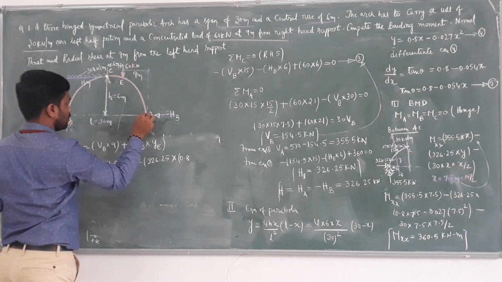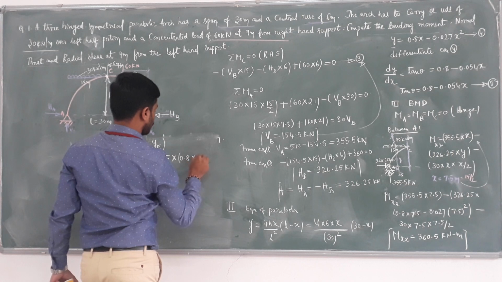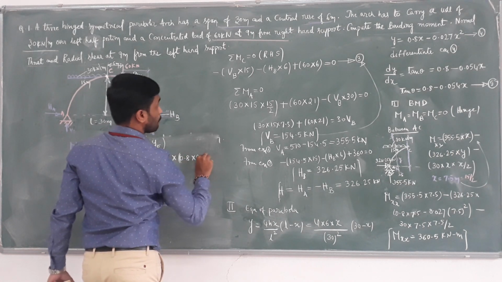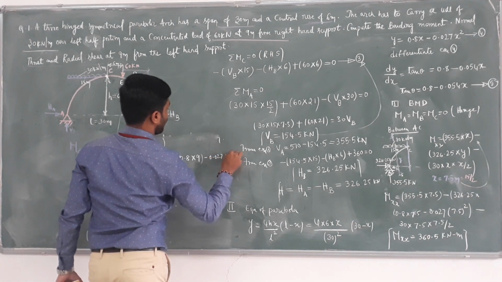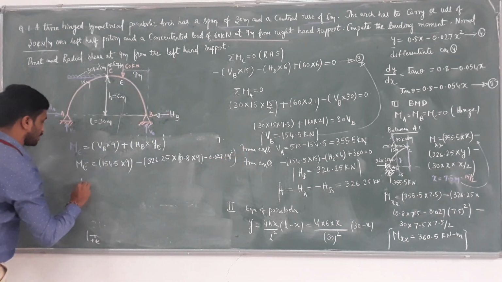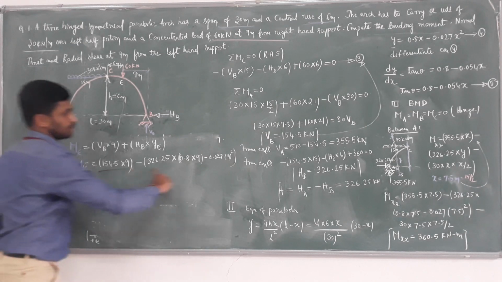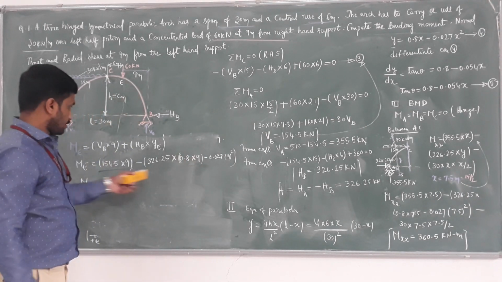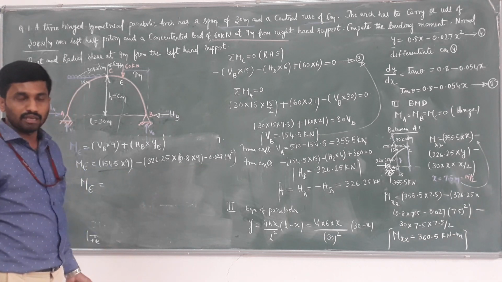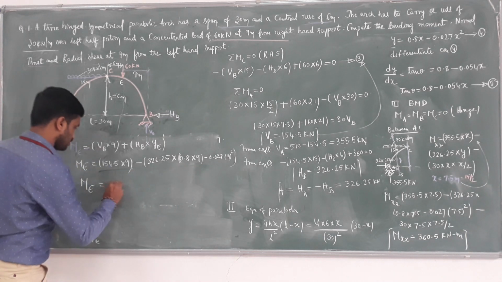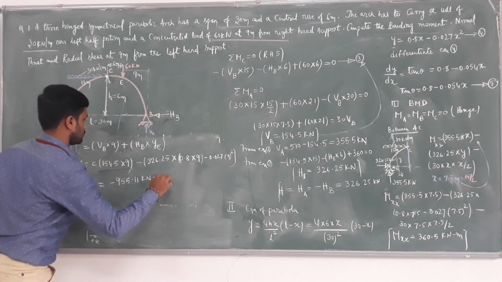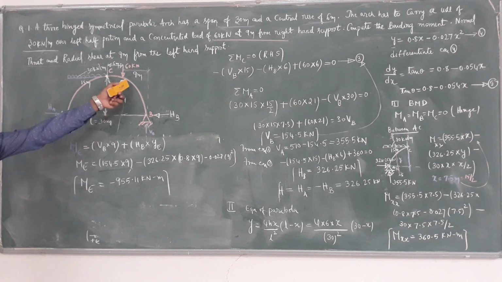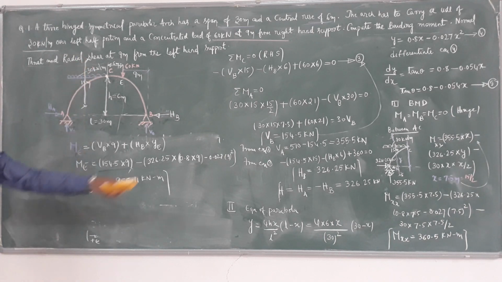It's the x distance, into 9, minus 0.027 into 9 square. If you solve this particular thing, you are getting ME. What is the value of ME? Minus 955.11 kilonewton meter. See, we got the ME value and maximum MXX. At section XX I have considered, so I got MXX.